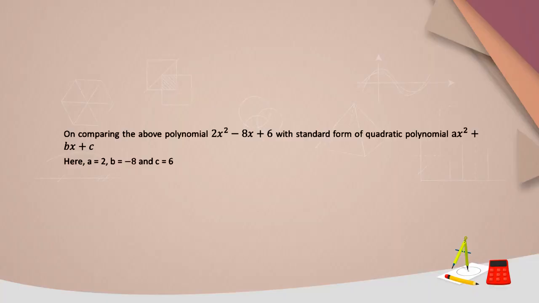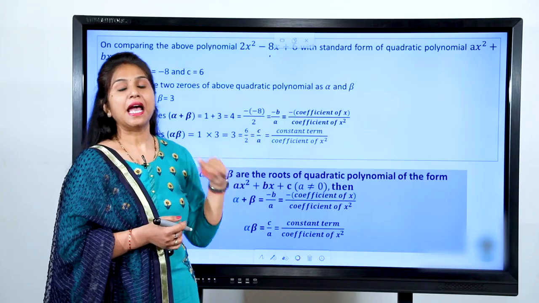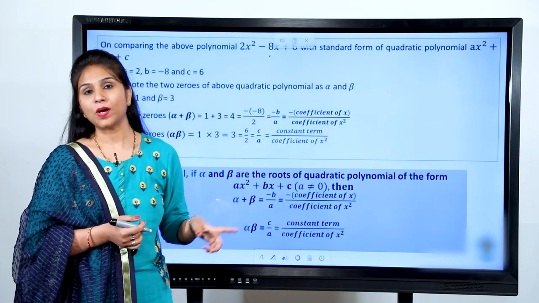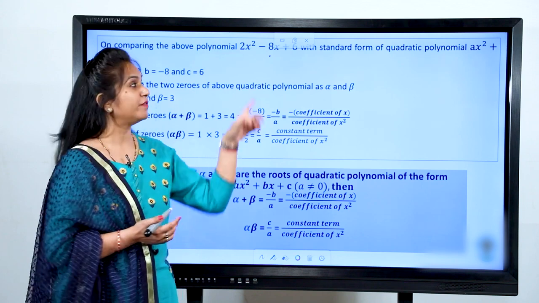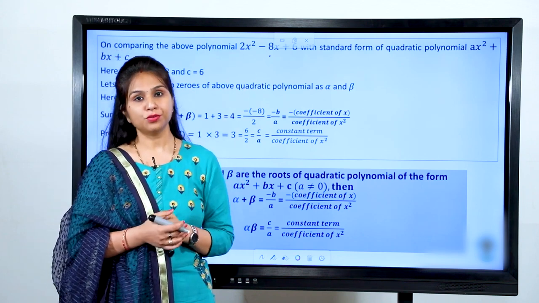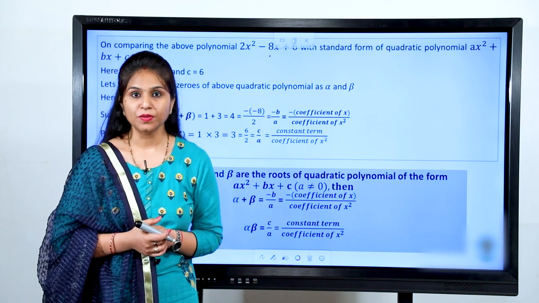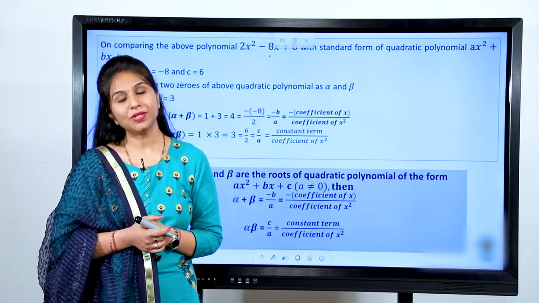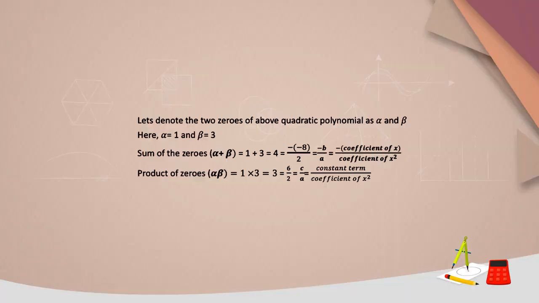Now let us understand the relationship between the zeros of a polynomial and the coefficients of the polynomial. On comparing the given polynomial with the standard form of a quadratic equation, we found the value of a is 2, the value of b is -8, and the value of c is 6. And in our previous slide, we found that 1 and 3 are the two zeros of the given polynomial. Since we got two zeros, children, let us denote them by two letters, alpha and beta. The first zero we denote by alpha and the second zero by beta.